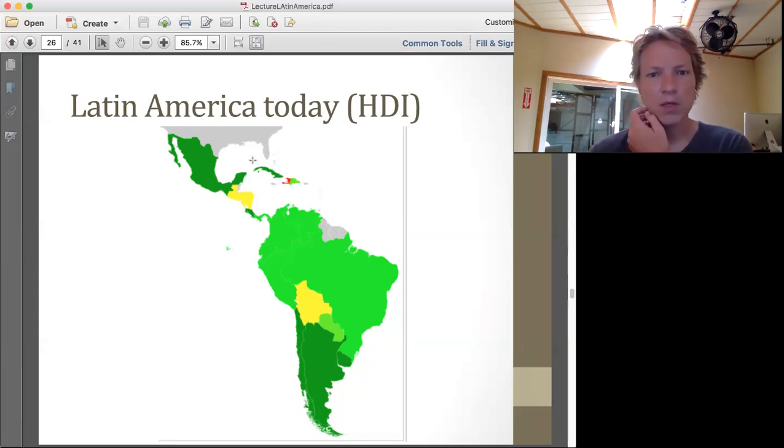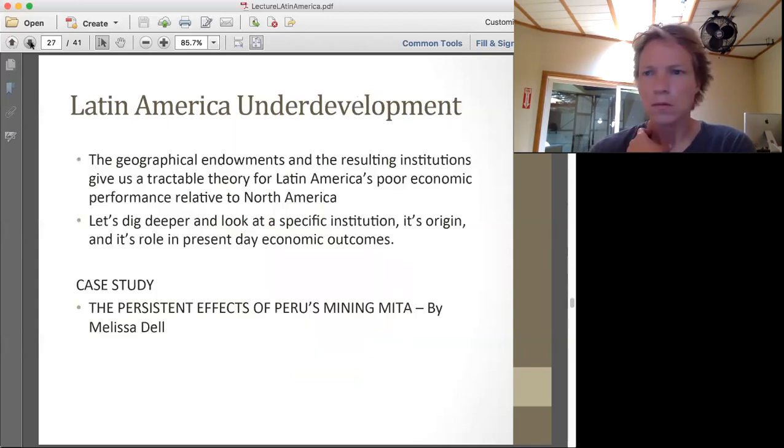Okay, and then the numbers out of Cuba. This is Cuba. I would not believe the GDP numbers out of Cuba. HDI is based on GDP, life expectancy, and education. Really, I won't believe the GDP numbers out of Cuba, nor would I believe the life expectancy. Those numbers are a little juked. So that's maybe why they're green. Okay. Next up, we're going to look at a specific institution and show its long-term effects.